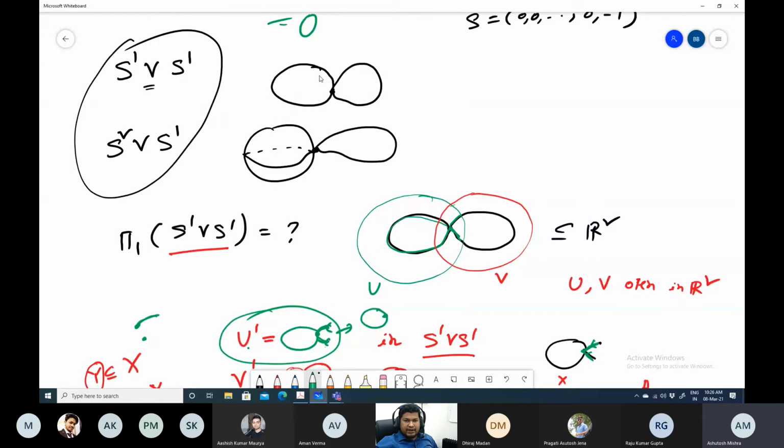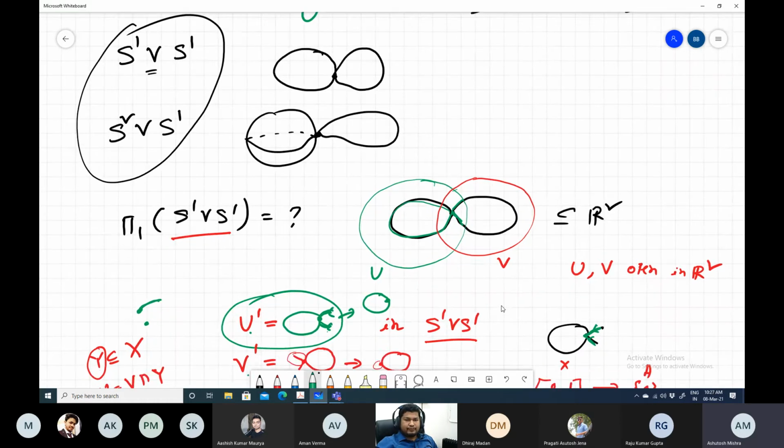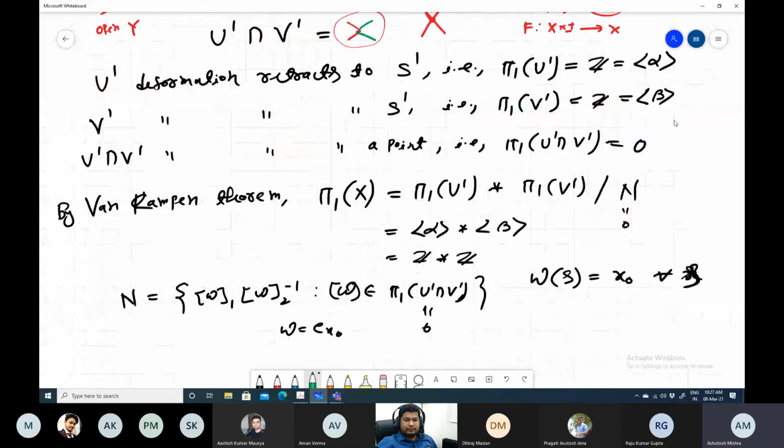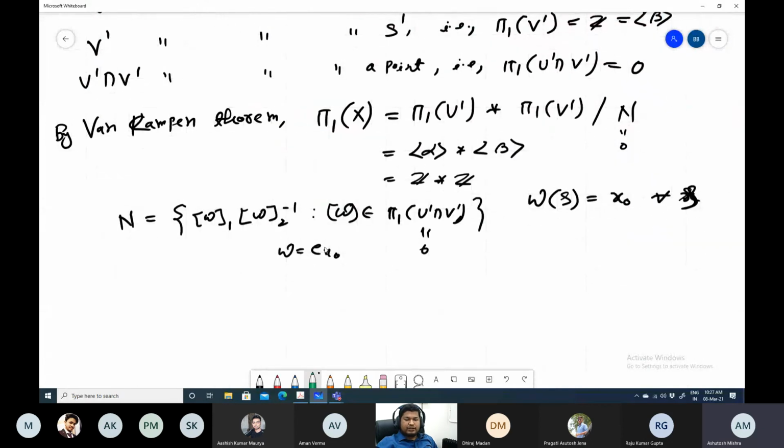I have explained here. If you have two topological spaces, then wedge product means they have just a common point. That's all. Okay, sir, understood. We identify one point of one with one point of the other. So take one point from S1, take another point from S1, and we identify them. That's all. Okay, so it is this kind of thing. Yes, sir, thank you. Now this part is clear.